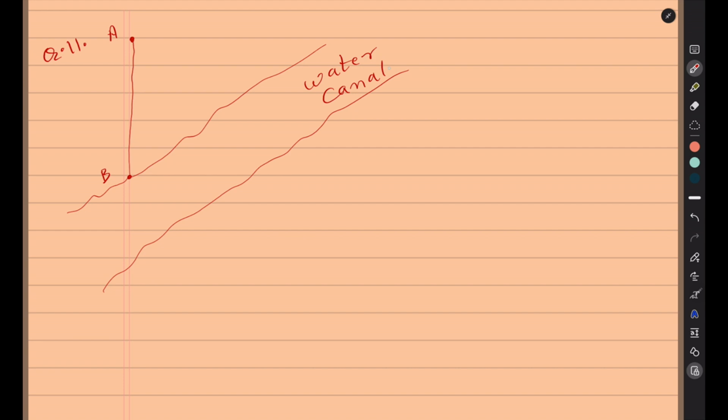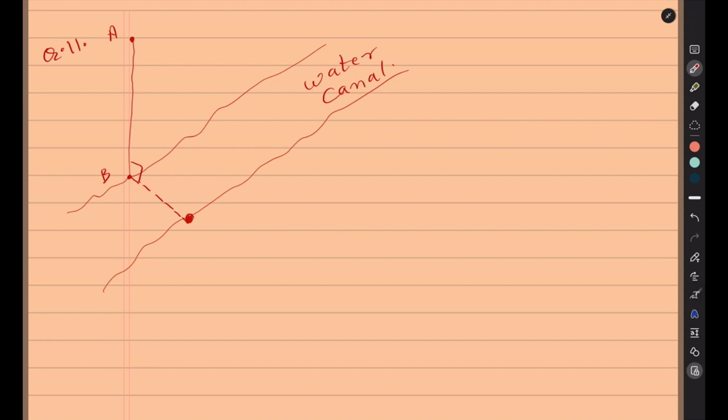From a point on the other bank directly opposite to the tower. When it says directly opposite, it means this is 90 degrees, and it is referring to the other side of the canal which is directly opposite to this TV tower. The angle of elevation of the top of the tower is 60 degrees.